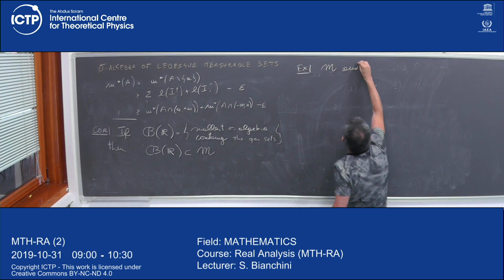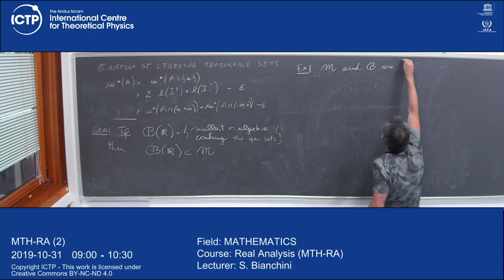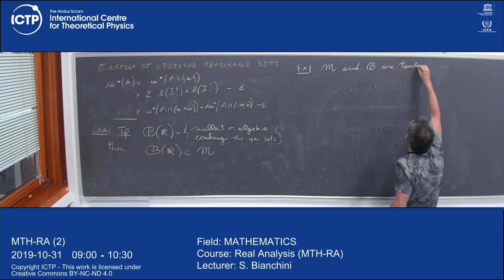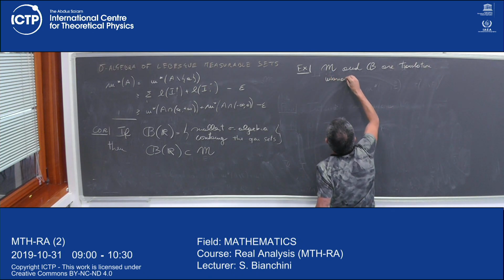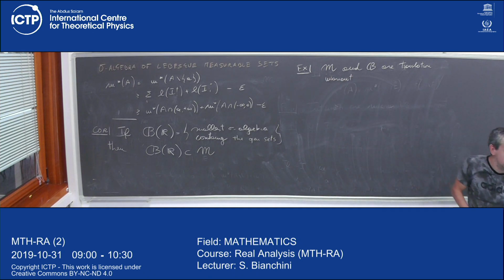M and B are translation invariant. So if I take a set in M, its translations are still in M. But that's okay, no? M star is translation invariant, and so this proves it for M. And B, well, is generated by open sets, so that's translation.